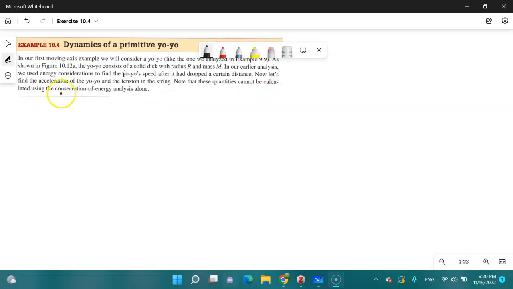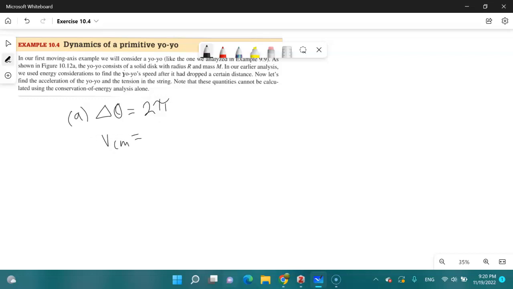And these quantities cannot be calculated using only a conservation of energy analysis, so we'll probably have to do some sort of free body diagram or delve into a sum of forces in the y direction. So in this case, let's solve the first part here, where we're trying to find the acceleration, and then we can move on to finding the tension. To find the acceleration and the tension, we first have to see that the change in theta is actually 2 pi in one turn of the yo-yo.